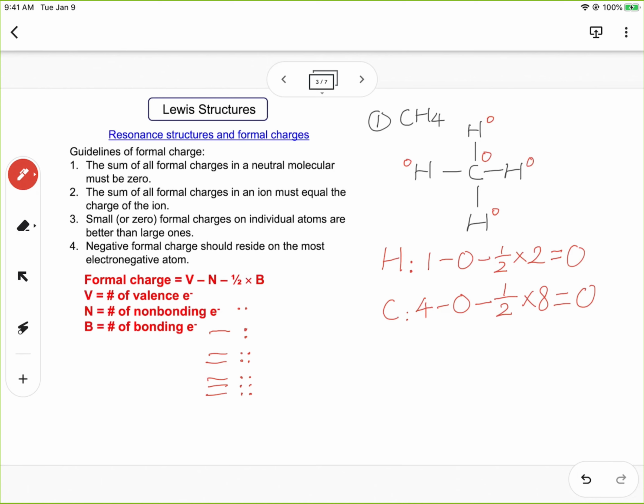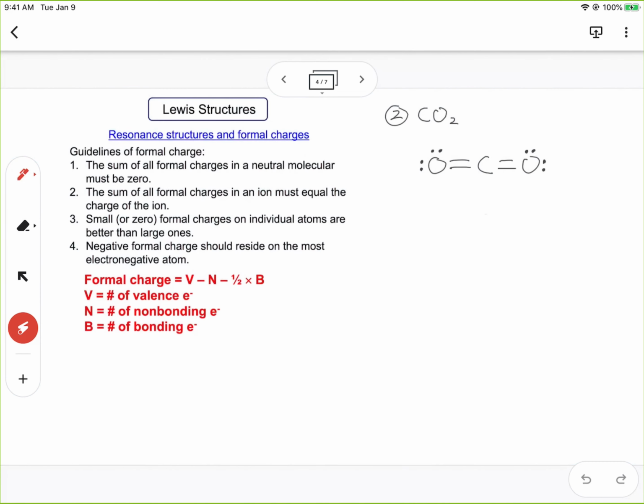Now this is the formal charge of the 5 members of this molecule. Let's check rule number 1. Rule number 1: the sum of formal charges in a neutral molecule must be 0. This is a neutral molecule, and you have all 5 zeros for the 5 members. If you add them together, it's 0 indeed. So rule number 1 is valid for this molecule. This is the methane molecule.